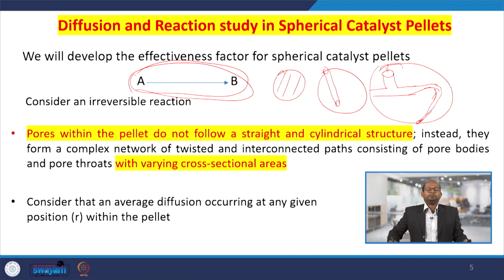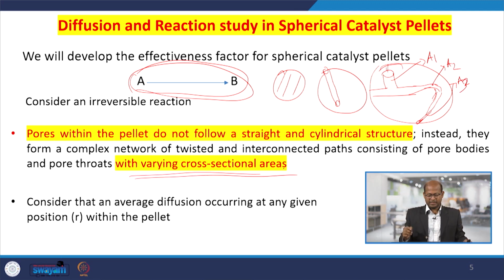So, the cross sections at different locations inside the pores are not the same, since the catalyst particle is spherical and we have no control over the pores. So there may be different diameters or different surface areas. Here A1, here maybe A2 or here A3, the surface or cross-sectional area inside the pores. So, varying cross-sectional areas may be there, and diffusion will take place through them.